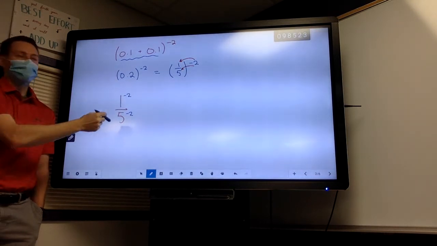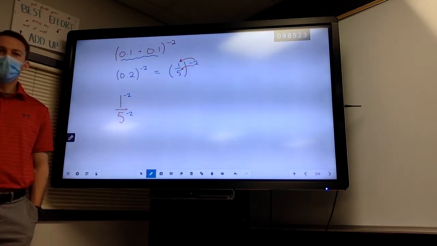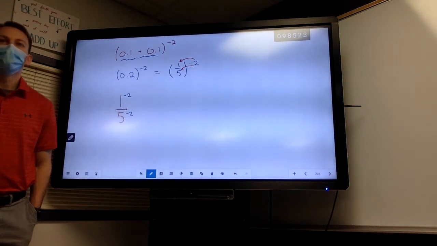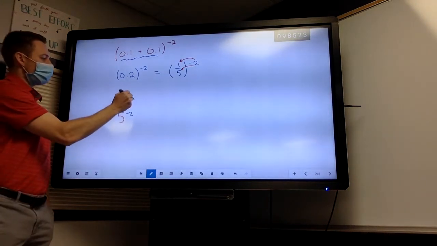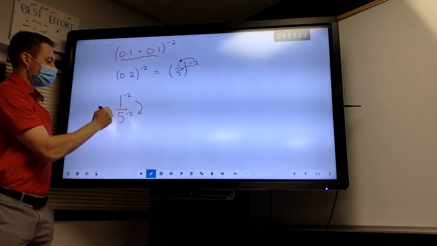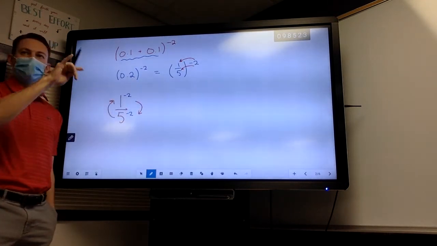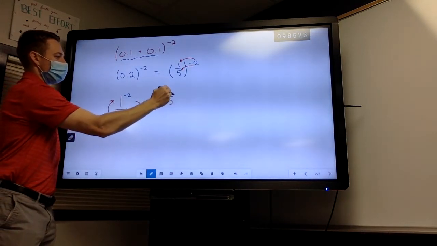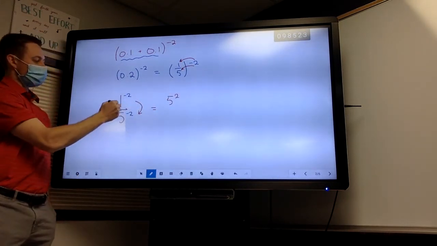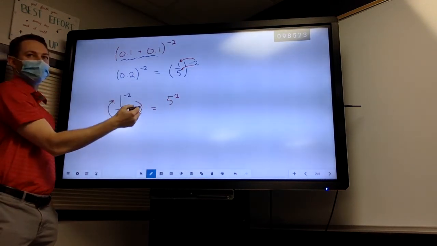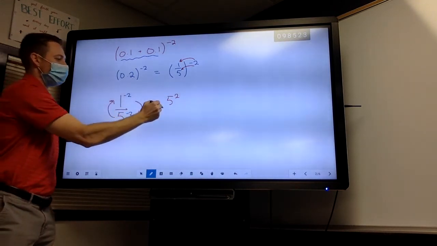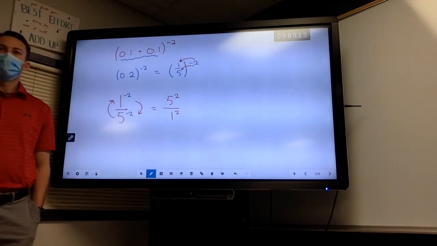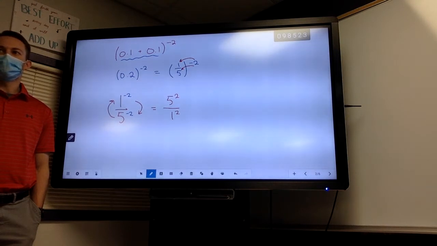What do we notice about these exponents? They're negative, right? So when we have a negative exponent, what do we have to do? We flip it, right? So this 1 is going to come down here, and this 5 is going to go up here. We're just going to flip them around. So let's rewrite this. On top, now we have 5 squared, because that negative 2 turns into a positive 2. And on the bottom, we move the 1 to the bottom. So we have 1 squared on the bottom. Thumbs up, thumbs down. Does that make sense?